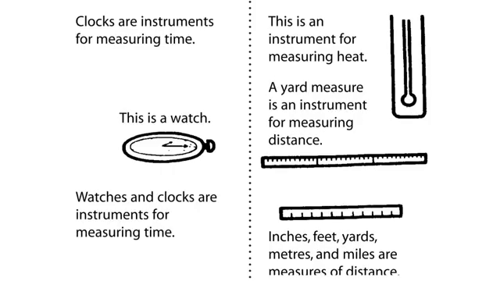Clocks are instruments for measuring time. This is a watch. Watches and clocks are instruments for measuring time. This is an instrument for measuring heat. A yard measure is an instrument for measuring distance. Inches, feet, yards, meters, and miles are measures of distance.